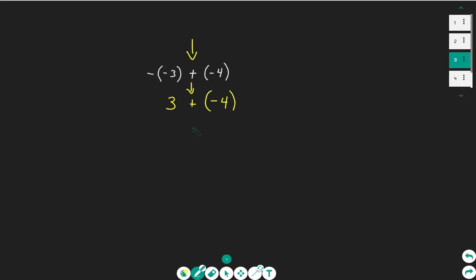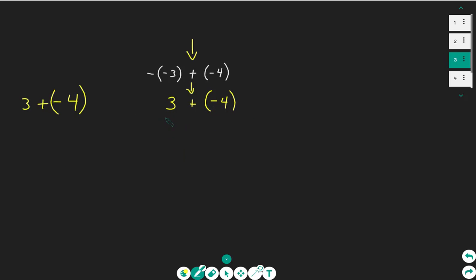Now notice I'm keeping it in parentheses. Why am I keeping it in parentheses and I didn't keep the 3 in parentheses? Well, if I didn't keep it in parentheses, I would end up with a 3 plus, because I brought that plus sign down, a minus 4. And it's never a good idea to have two signs in a row right next to each other. Whenever you have that, always just place the number in parentheses so that it's clear what sign is with the number. So that's why I kept this in parentheses.